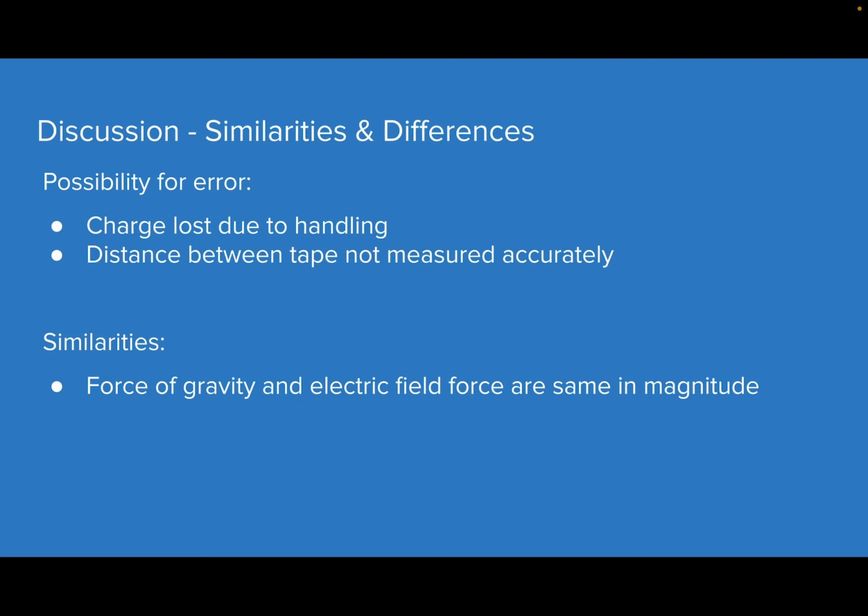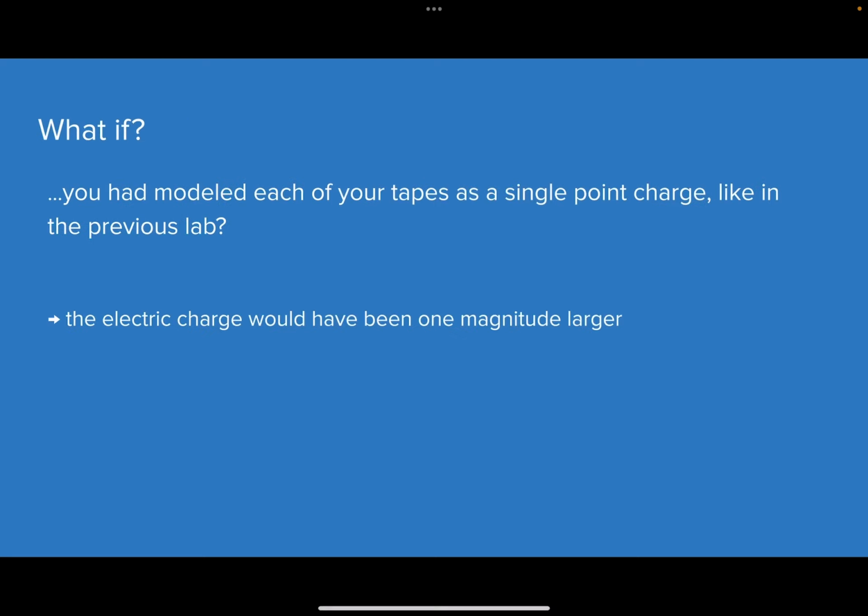Some similarities were that they were in the same magnitude, so that's good. That's a good sign that we're at least on the right track. Now, what if you had modeled each of your tapes as a single point charge like in the previous lab? Well, the electric charge would have been one magnitude larger, as we saw in the last lab. Therefore, that model is not super accurate.